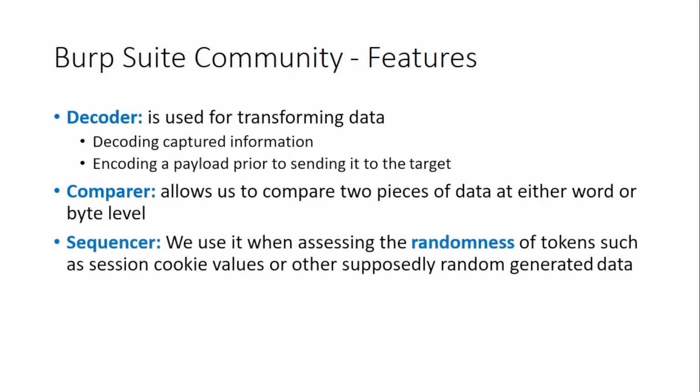Then there's the sequencer. We use it when assessing the randomness of tokens such as session cookie values or other supposedly randomly generated data. Because if the algorithm to generate this data is not generating secure random values, then this could open up some devastating avenues for attack.